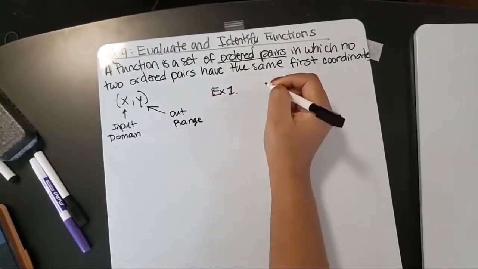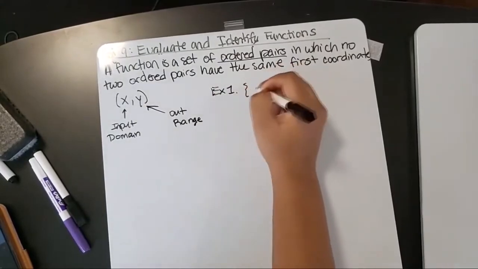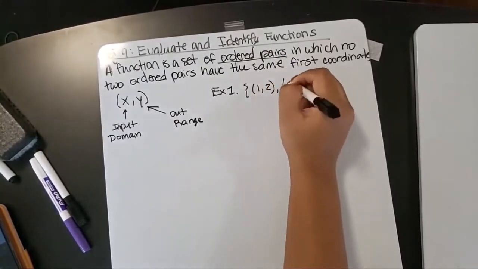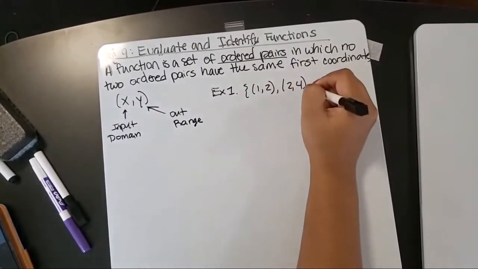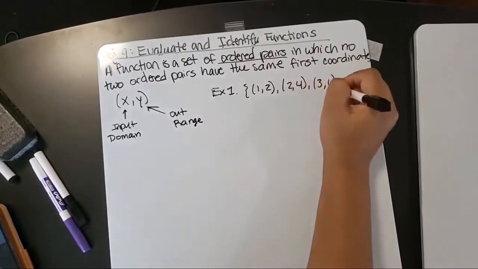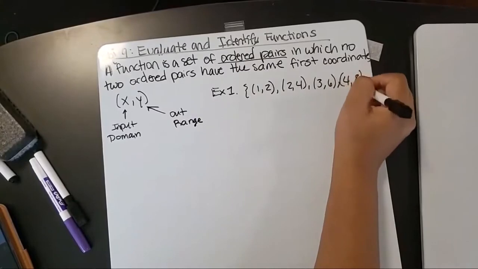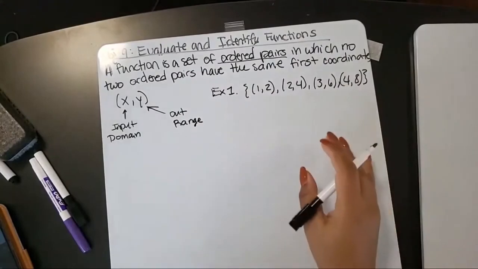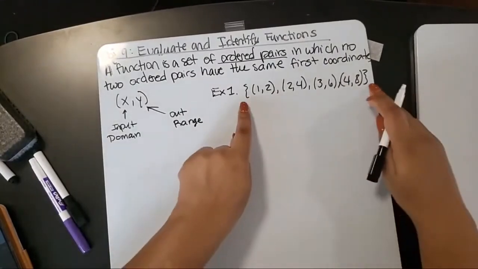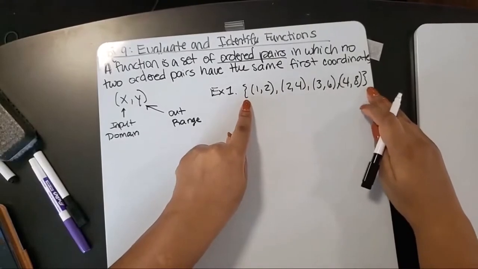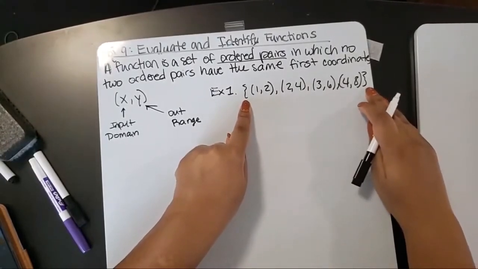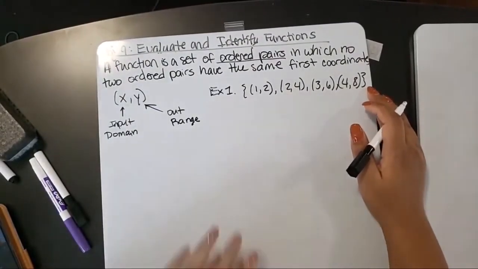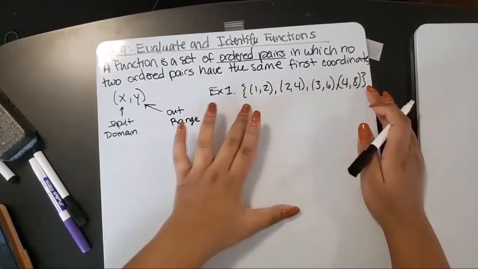Okay, so I'm gonna give y'all an example. This is example 1. So we got 1, 2, we got 2, 4, we got 3, 6, and we got 4, 8. So we got 1, 2, 3, 4 ordered pairs in this set. Remember, these are our set brackets. This is how we put something in the set. We just talked about this in objective 8 with our set builder notation. So we have 4 ordered pairs in a set.